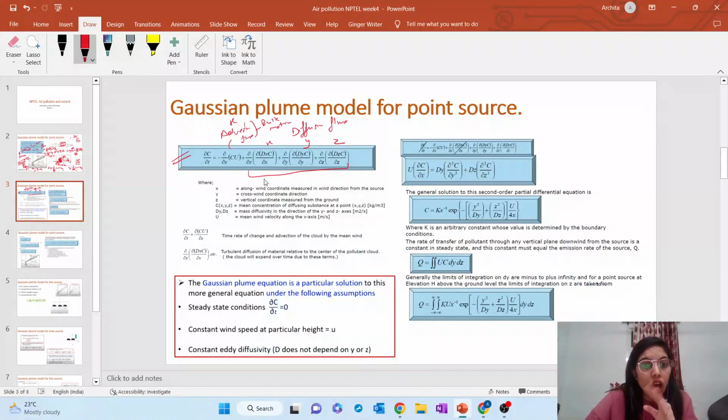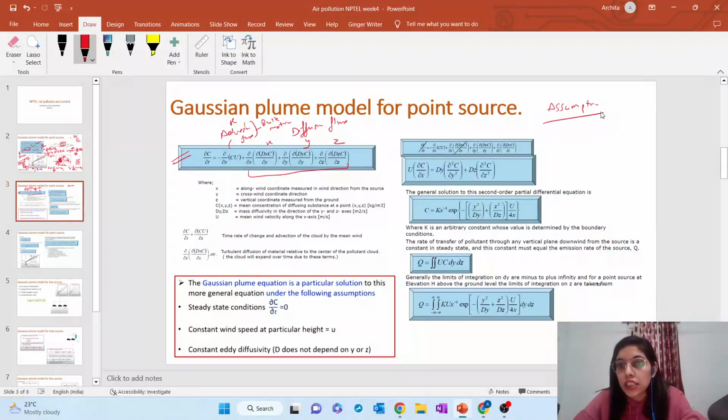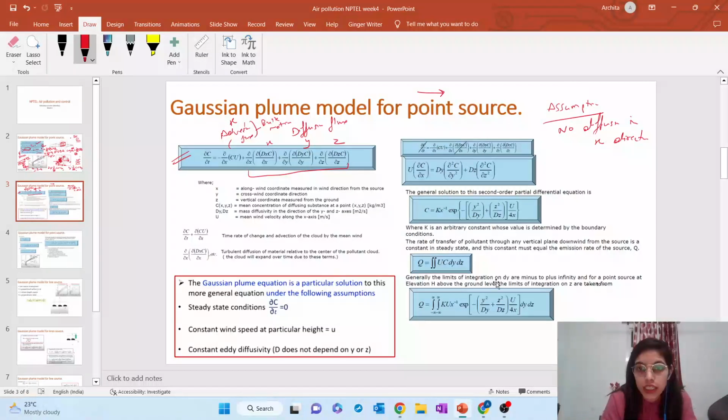And in the other directions, also including x, diffusion is playing an important role. But if you have read the lectures, you understand that one of the assumptions that was taken was that there is no diffusion in the x direction. It means that there is no diffusion along the line of movement of the plume.